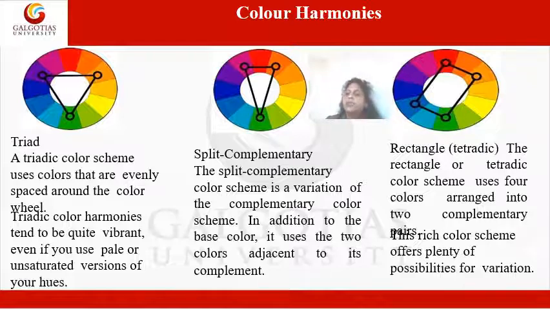Then we have tetradic. Tetradic we can call it a rectangle as well. So the rectangle or tetradic color scheme uses four colors arranged into two complementary pairs. As we have 1, 2, 3 and 4. We combine these four colors and we got two different colors as well.